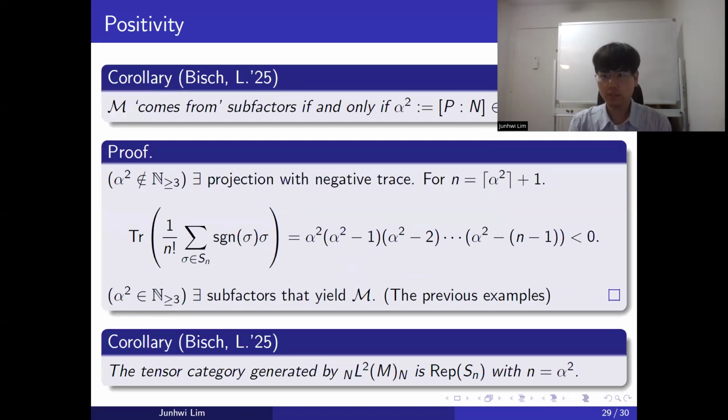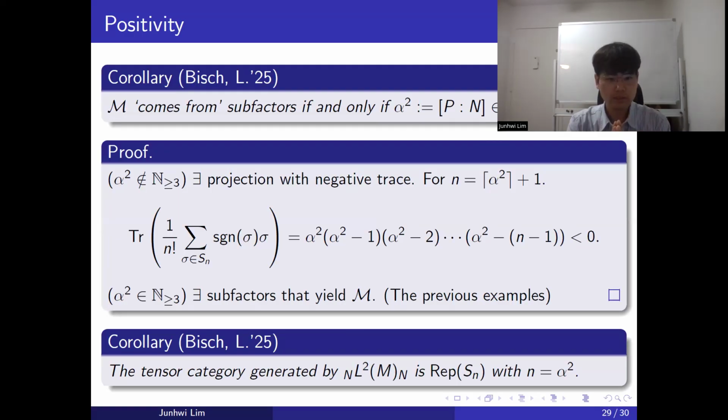To prove this, we use the fact that the partition algebra is the endomorphism space of the tensor powers of the permutation representation of the symmetry group. And the permutation representation generates the entire representation category. So that's why we get Rep Sn.